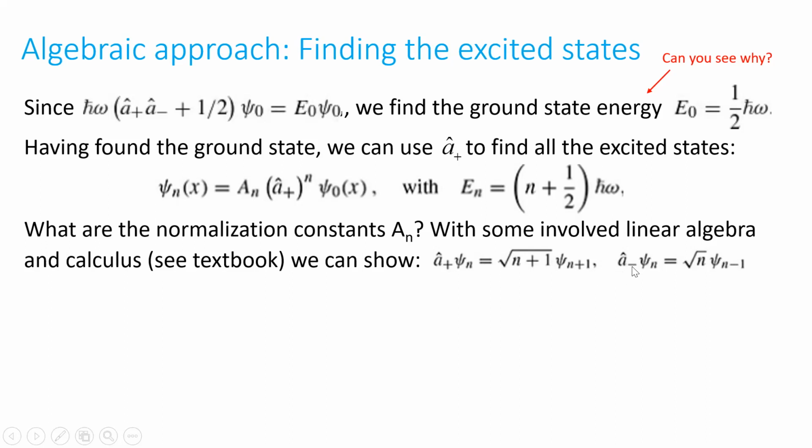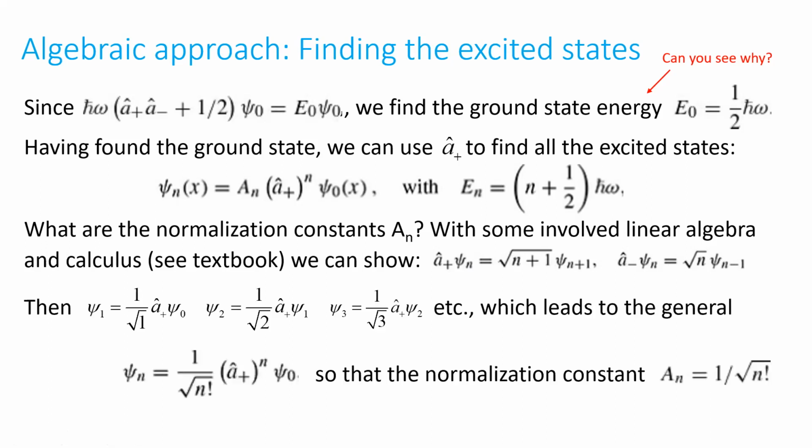Okay, and similarly, the lowering operator acting on psi n gives the square root of n times psi n minus 1. We know the raising operator is going to give psi n plus 1, but it also introduces this factor of the square root of n plus 1 when it does it. And we can use that to figure out the normalization factors. So how does this work?